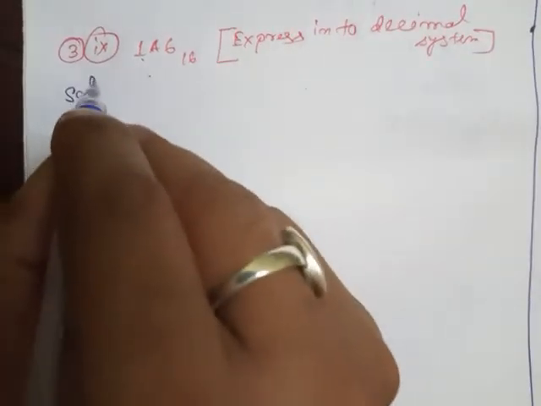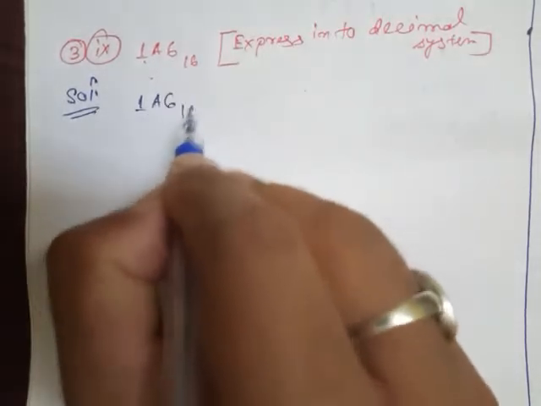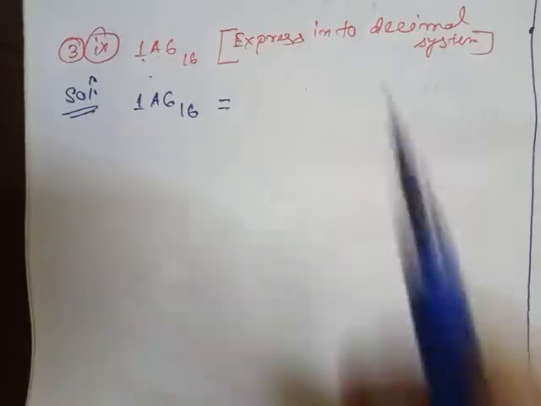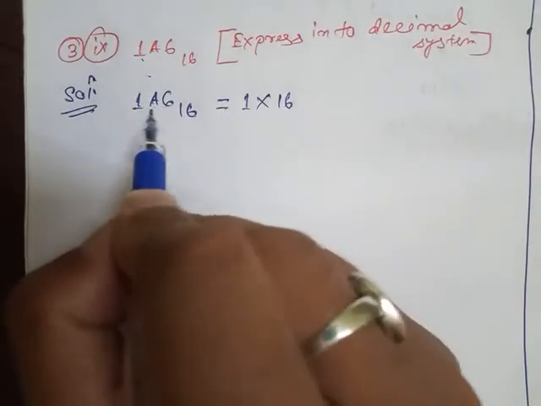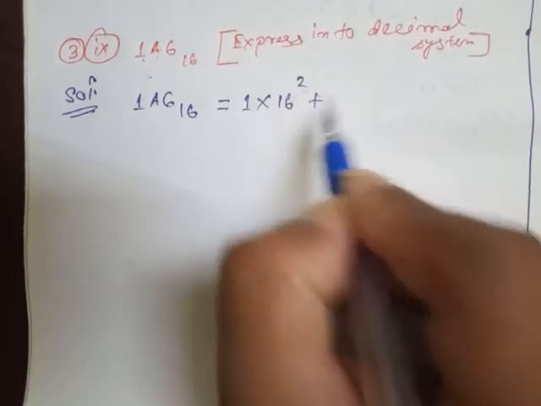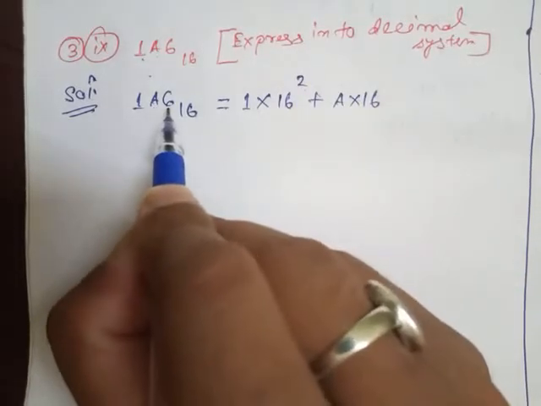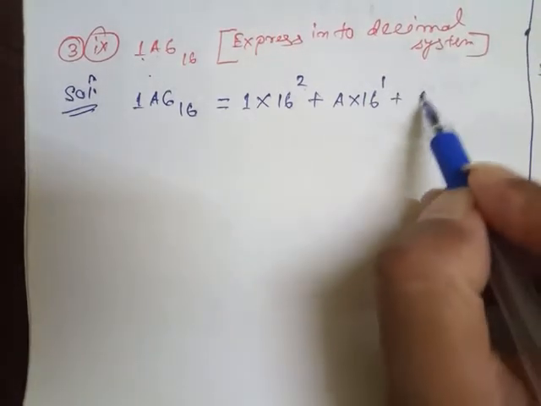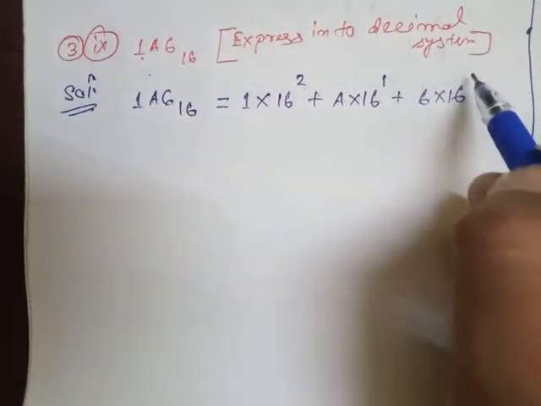I will write here solution, then 1A6 base 16, and in a similar way I will write here now. Just after that, 1 into base 16. Now after 1, how many digits are there? 2 digits. We will write here 2 only. Then A into base 16. After A, how many digits are there? 6, means 1 digit. So we will write here 1. Then after that, 6 into base 16. After 6, how many digits are there? No digit, means 0.